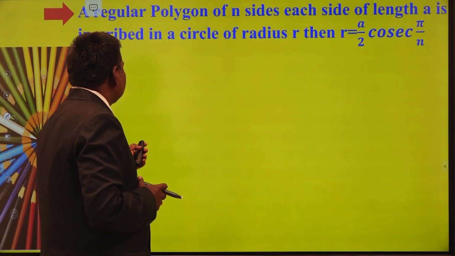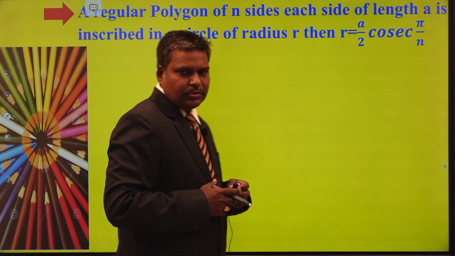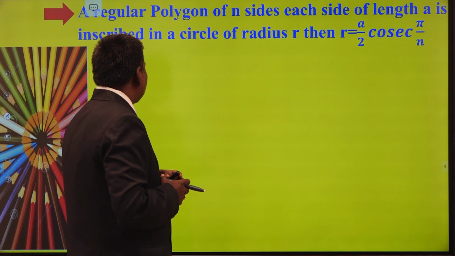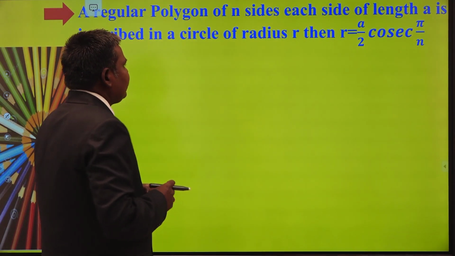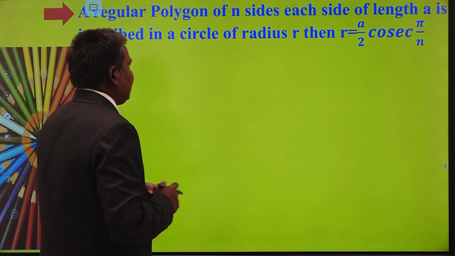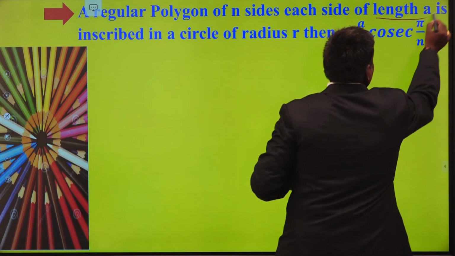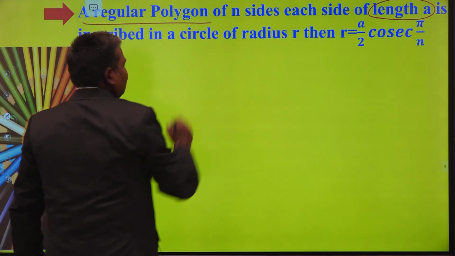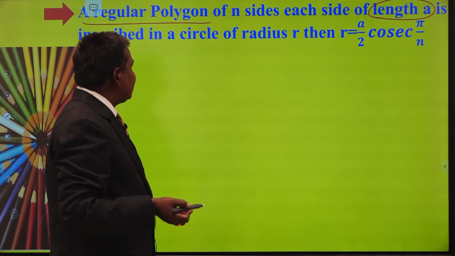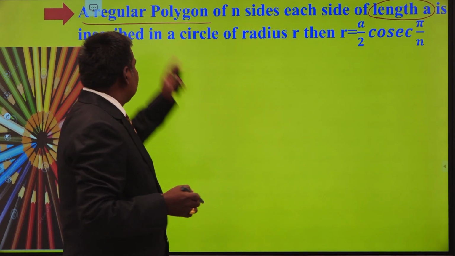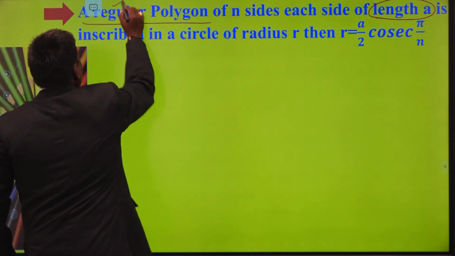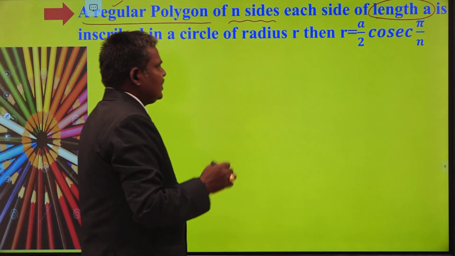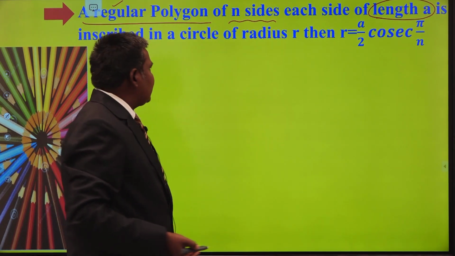See this property. This is a very interesting property for you. Also, it is very useful in your JEE Mains as well as Advanced problems. A regular polygon of n sides, each side of length A. What is given? Length A. Regular polygon means what? A polygon is a closed curve having some sides, and each side is of equal length. That is the speciality of the regular polygon. It consists of how many sides? N sides.